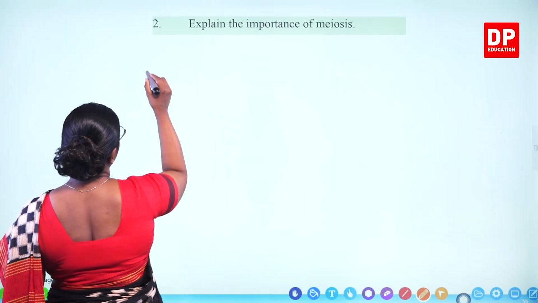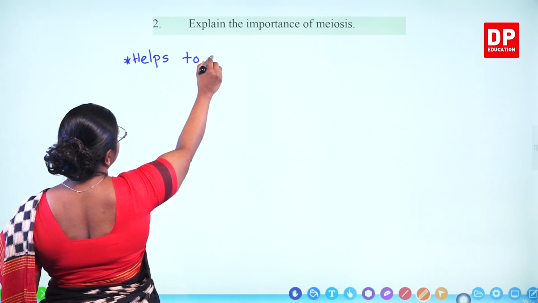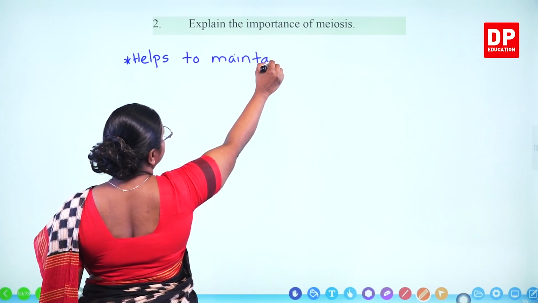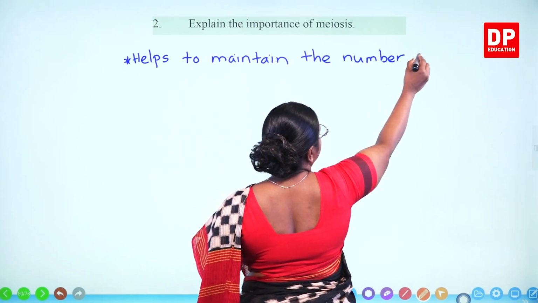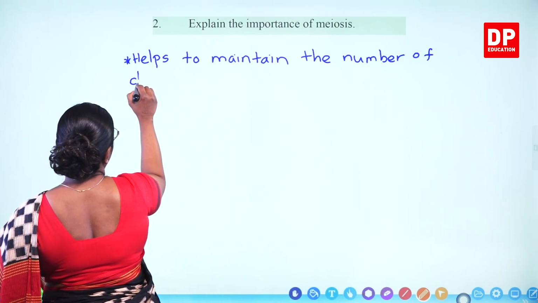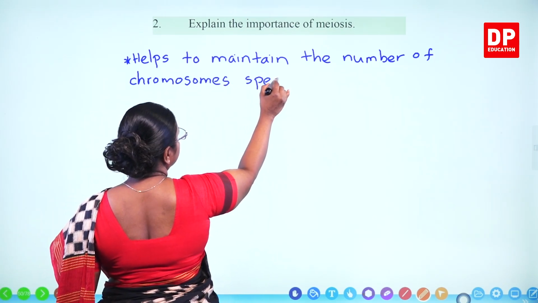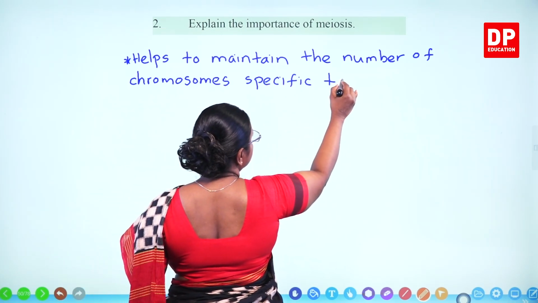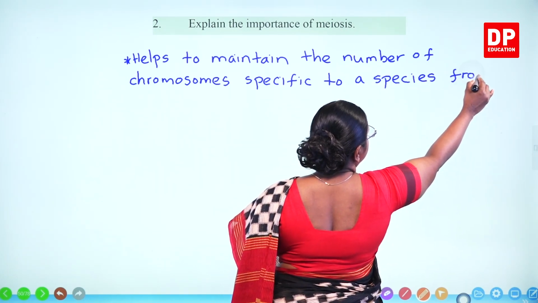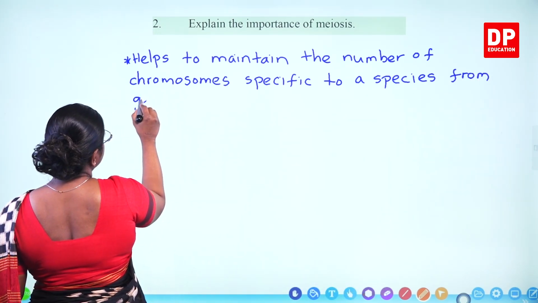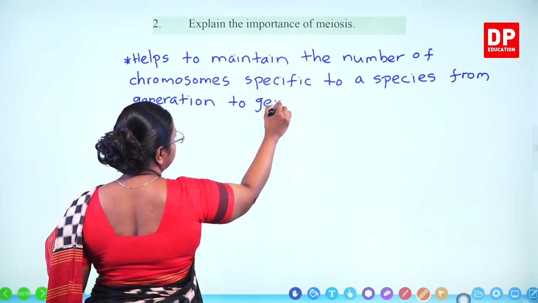So, here one importance is helps to maintain the number of chromosomes specific to a species from generation to generation.